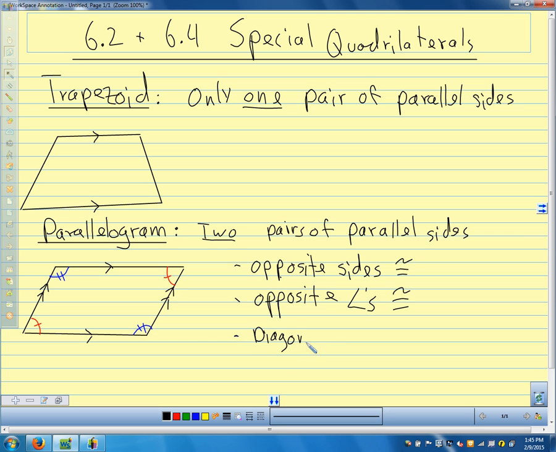The diagonals bisect each other. And what do we mean by diagonal? How would we draw a diagonal? From one vertex to the opposite vertex. So across the middle. And bisect means they do what? Cut each other in half. If we draw two diagonals, right where they would meet would be right in the middle of each of the diagonals. The diagonals bisect each other.